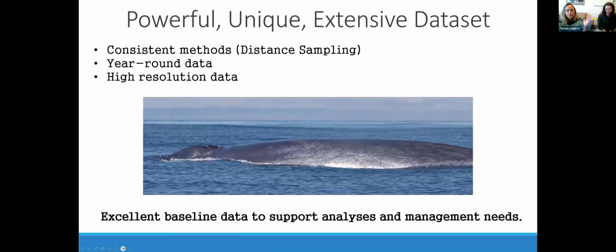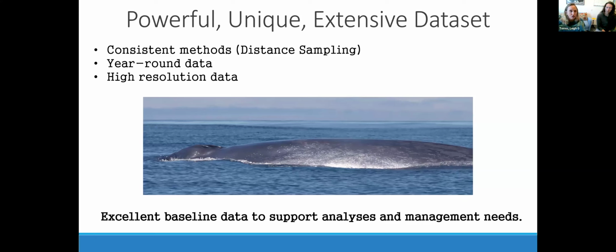Okay, so hopefully what you're understanding here is that through these various different projects, we've collected this really powerful, unique, and extensive data set through consistent methods, year-round data, which is really exciting and unique, and also at high resolution. So pretty precise locations in the ocean where we're seeing animals, and that allows us to connect those locations with environmental conditions there as well as impacts. So it's an excellent baseline data to support analysis and management needs for multiple management questions.